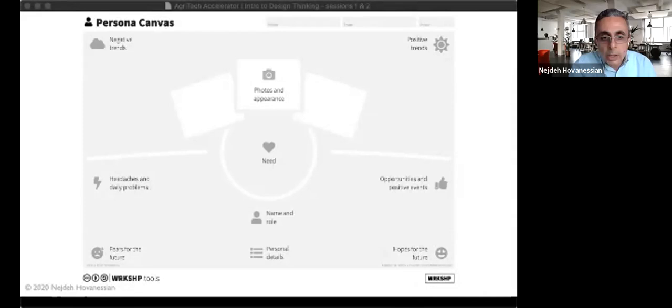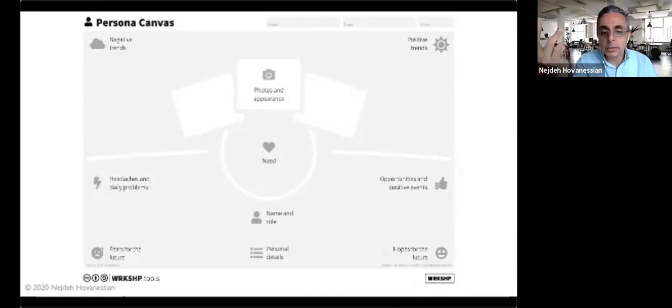You have to define the main need or the main problem of your persona here. You have to create a name, and it is very interesting. You have to give a name to your audience in order to make it as real as possible, and also define his or her role. He's a farmer, he's an educator, she's a homeowner, she's a planner, and you can add as many personal details about her or him as possible.